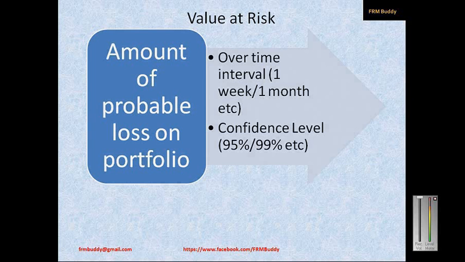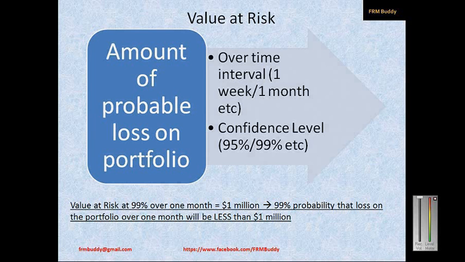So what it means is, if you specify that the value at risk at 99% over 1 month is equal to, say, $1 million, what it means is there is a 99% probability that a loss on the portfolio over 1 month will be less than $1 million. So that is the meaning of value at risk.